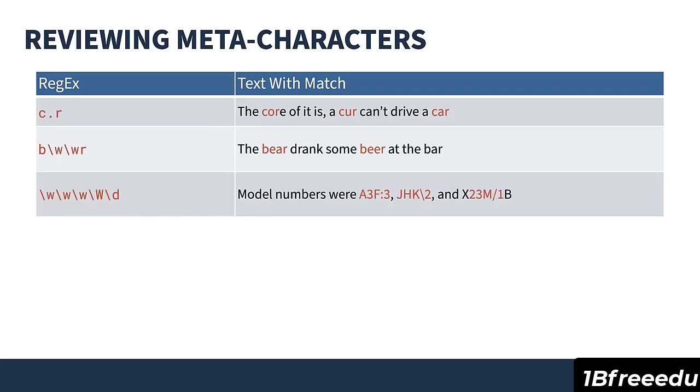All of the \ metacharacters support capitalization being the inverse. The regex on the left has 3 word letters, followed by a non-word letter, followed by a digit. This matches the model numbers on the right-hand side. A, 3, F all match the \w, colon matches the \W, and then the 3 for the \d. Same goes for JHK \2 and 23M/1.